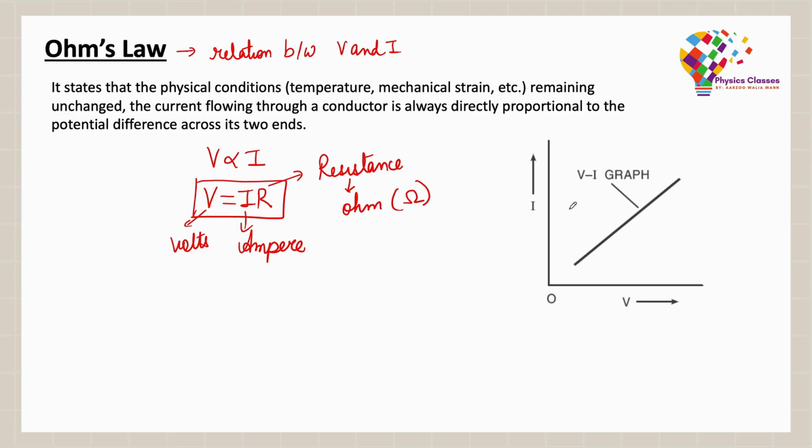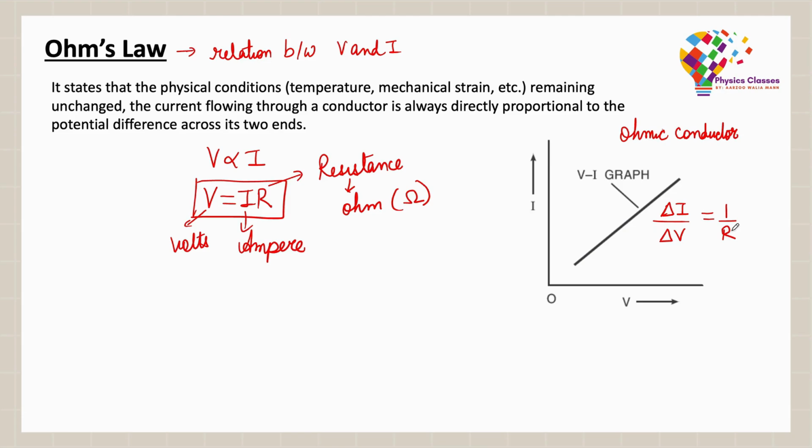If I draw a graph between I and V, the graph comes out to be a straight line. That is what is true for Ohm's law. An ohmic conductor is one that obeys Ohm's law, and the graph would be a straight line like this one. If I calculate the change in I by the change in V, that means the gradient of this graph, it gives me 1 by R. So the steeper the I-V graph, the lesser the resistance.